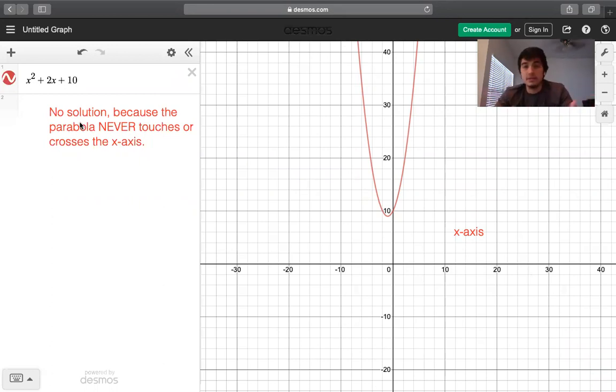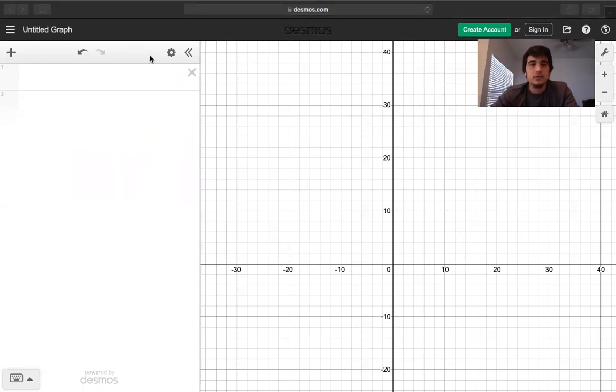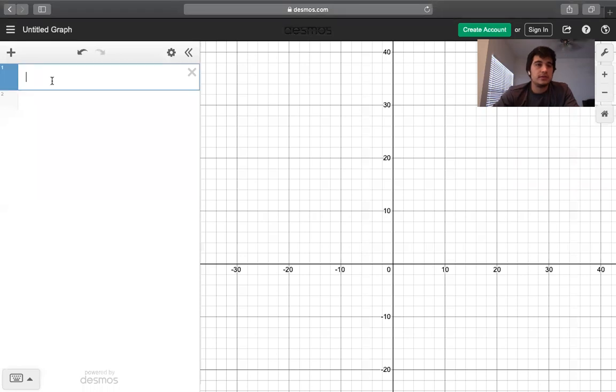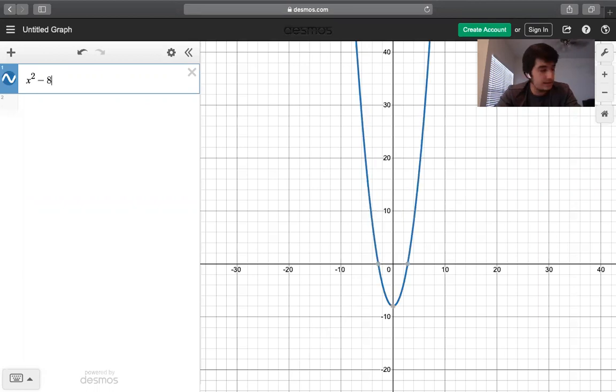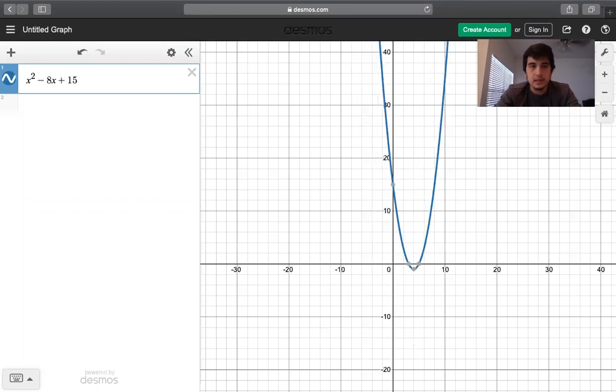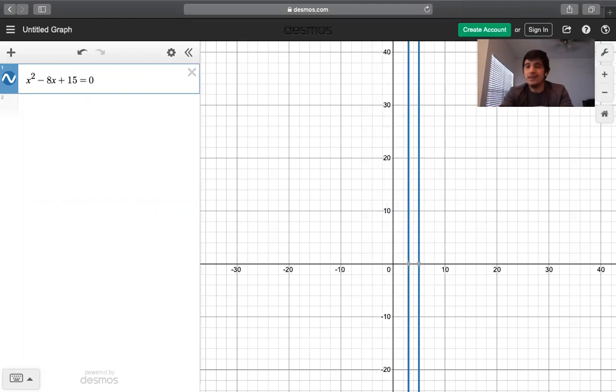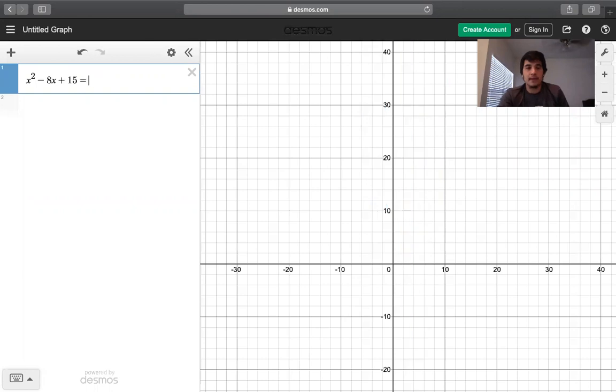Okay. Now let's go back and look at some more examples, and I'm going to show you how we actually find the solution. Honestly, it's just as easy. So let's clear those drawings and go to the next example. Okay, here we go. So I have x squared minus 8x plus 15 equals 0, right? So again, I get these two vertical lines. That's not what I want to look at right now. So I'm going to backspace the equals 0, and I'm going to leave it just like this with the parabola.